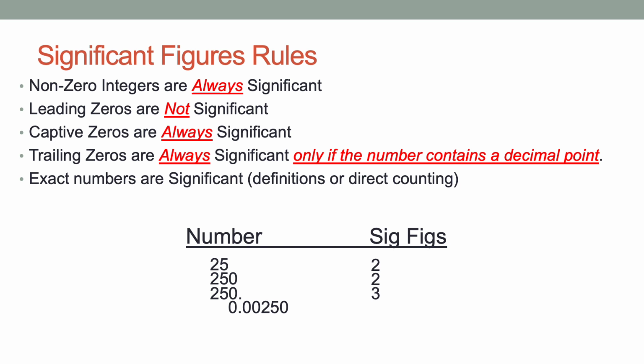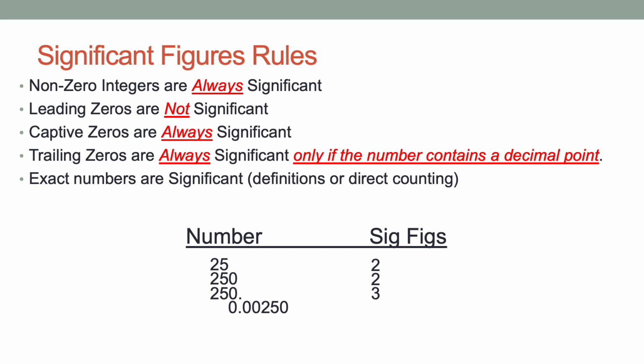What about 0.00250? Here, you'll see there are leading zeros. Those are zeros that are in front of non-zero integers on the left side of our number. The 0 in front of the decimal place and the two zeros after the decimal place are considered leading zeros. Those three zeros are not significant. 2 and 5 are significant.